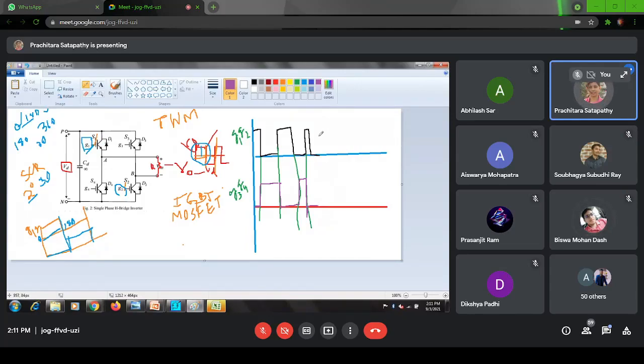No, ma'am. If this is the output of the comparator, how will I get this G3, G4 waveform? I know G3, G4 is related to G1, G2. Yes or no? So the comparator output is G1, G2. How to calculate G3, G4 from G1 and G2?